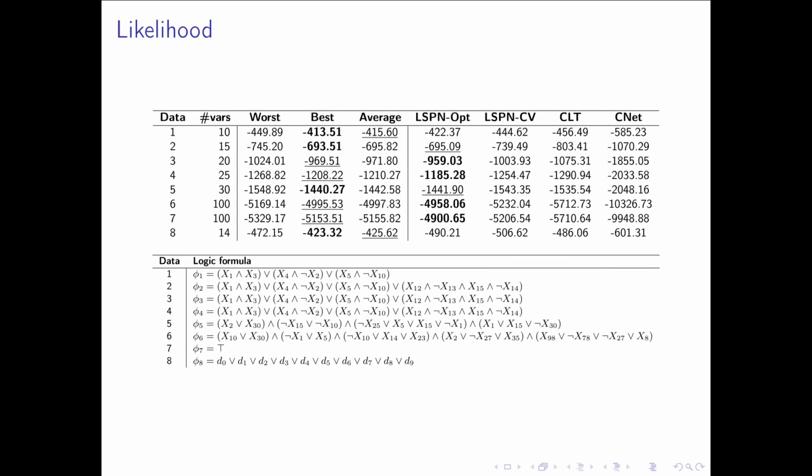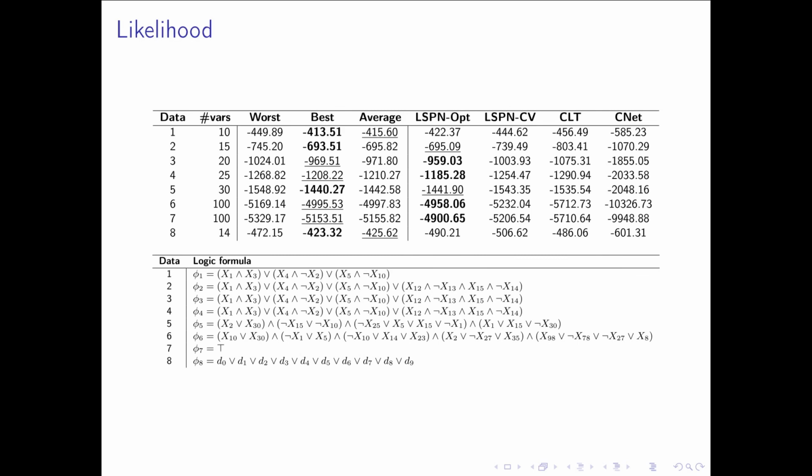LSPN CV is the LearnSPN algorithm in a cross-validation setting, in which we took the training set and split it into validation and training, and then optimized the hyperparameters only on the training set, so it's a more realistic setting. And CLT is the Chow-Liu tree algorithm that I mentioned in the related work section. And CNET is a cutset network algorithm, which are probabilistic circuits similar to probabilistic sentential decision diagrams.